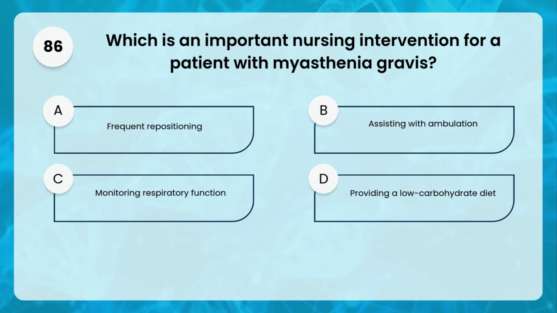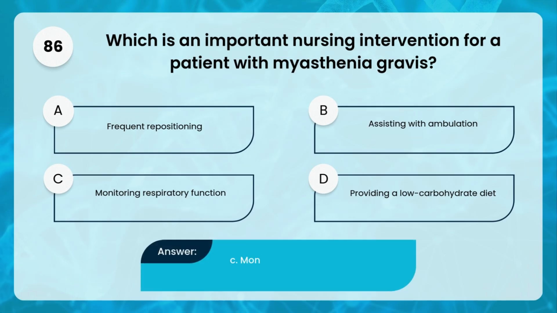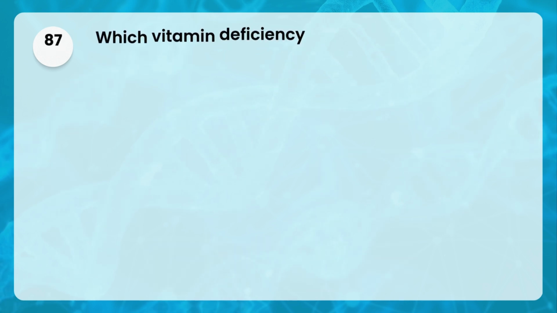Number 86. Which is an important nursing intervention for a patient with myasthenia gravis? A. Frequent repositioning. B. Assisting with ambulation. C. Monitoring respiratory function. Or D. Providing a low-carbohydrate diet. The answer is C. Monitoring respiratory function.